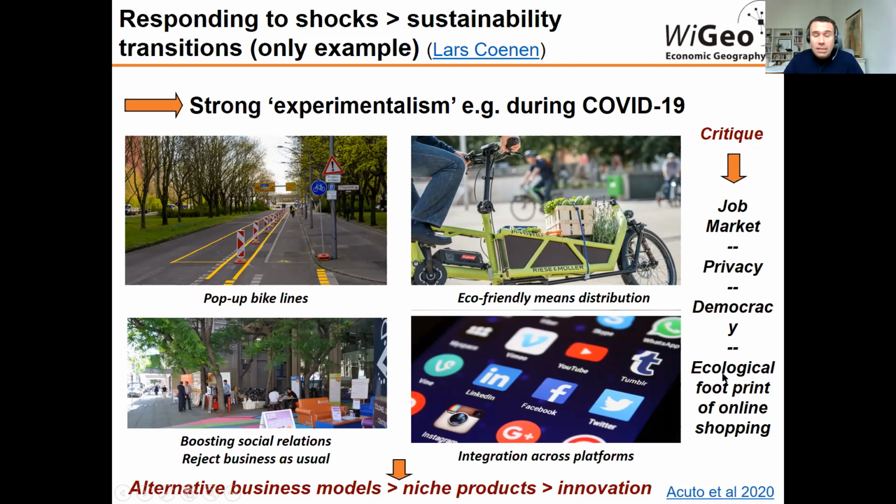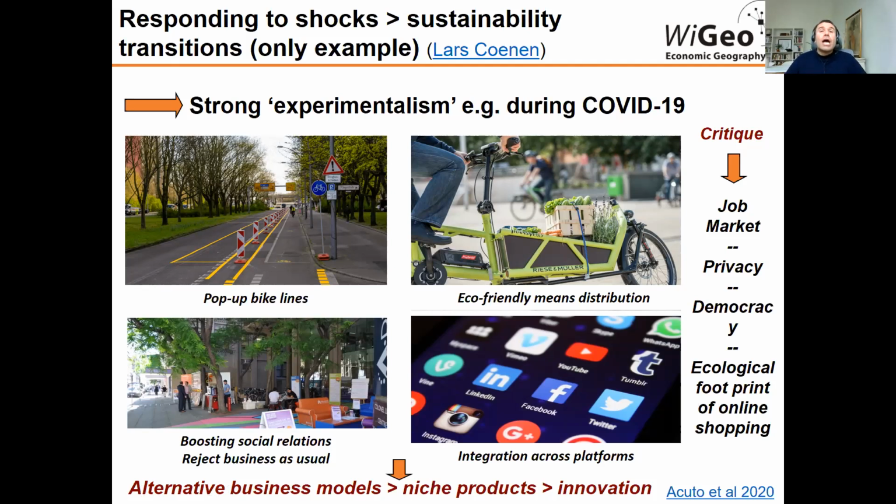We can also criticize that some of the measures led to an increase in online shopping, and if we explore the supply chain of online shopping, particularly the distribution mainly through road, it leads to a higher ecological footprint in the environment. So on one hand, we have alternative businesses responding to the crisis, eventually coming up with niche products, entering a new market.